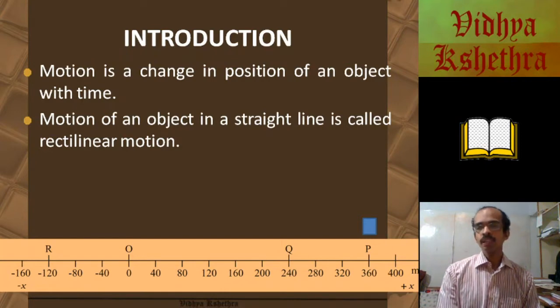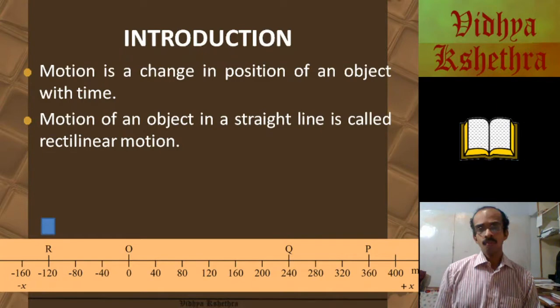Now from P, it goes to Q. Now the total path length is from 0 to 360, 360. Then from 360 to 240, it is 120. So 360 plus 120, 480 meter. While the displacement, which is a vector quantity, will be 240 minus 360, which is minus 120.